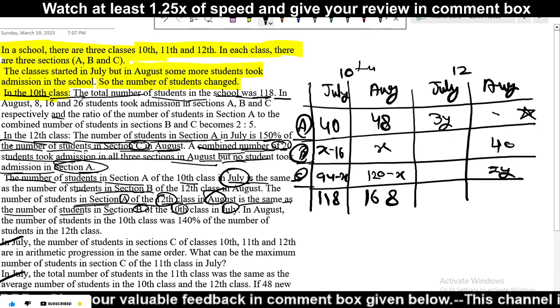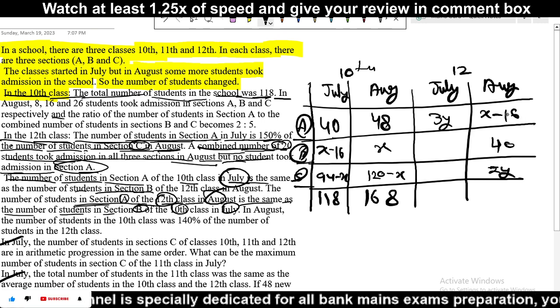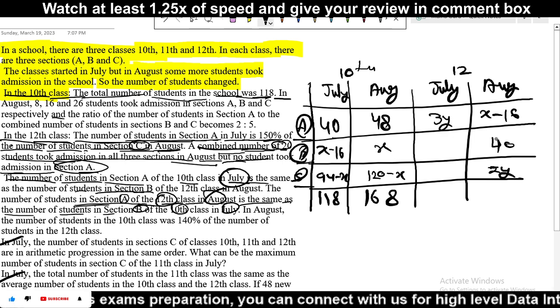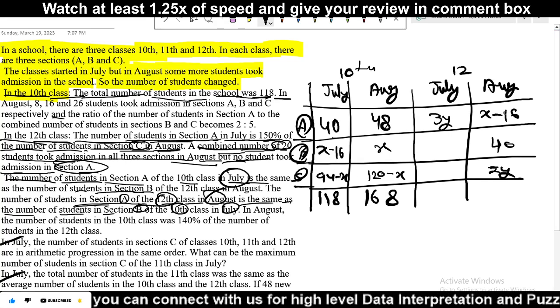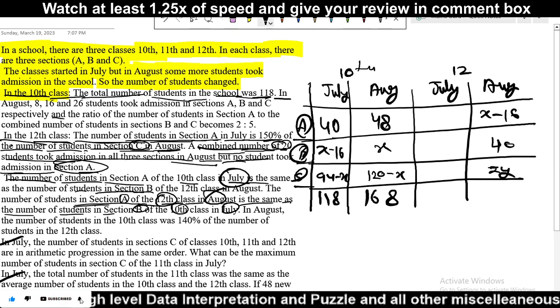Okay, so I will do that. I will tell the reason later. What is the reason? Because listen, I have x here. And why have I not written 3y here? Because if I write it here, then I will get one new variable. I mean I would have two variables to solve in total, so it will be complicated for me. So that's why I put the same here. And now we will put this here also, because we know that no student took admission in section A in 12th class. So as it is, this also I will write as x minus 16.